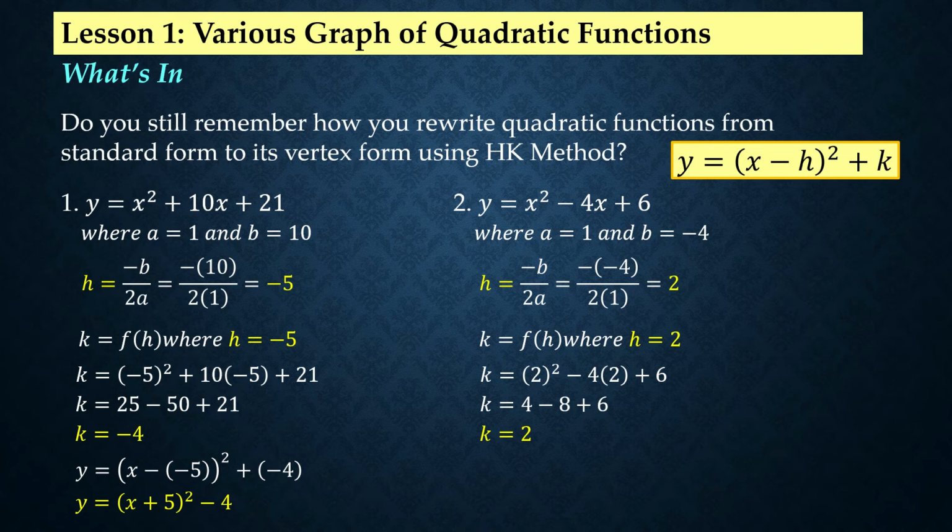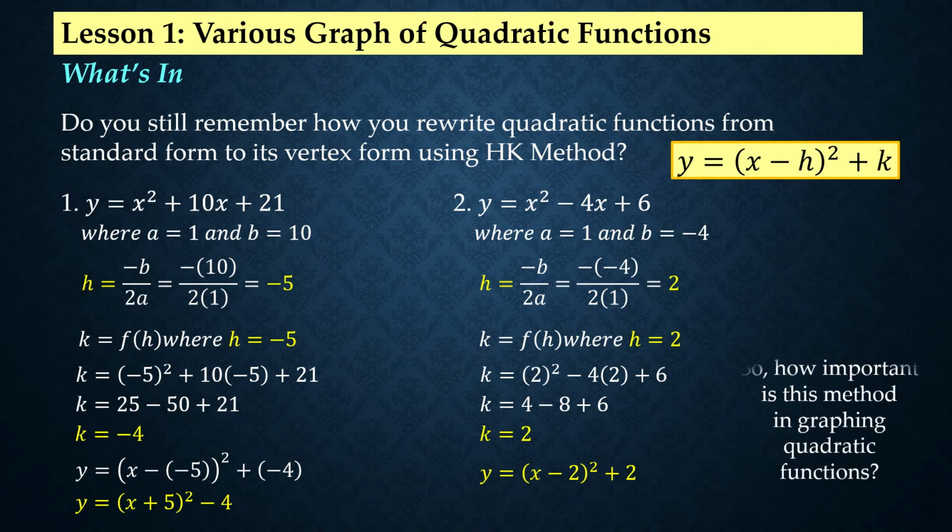Since h is positive 2 and k is positive 2, our equation in vertex form will give us y equals (x minus 2) squared plus 2. So, it is not the same as example number 1, which had a plus. It would only be a plus if h is negative. In the second example, our h is positive, so the minus sign in the binomial x minus h is retained. Okay? So, you get it.